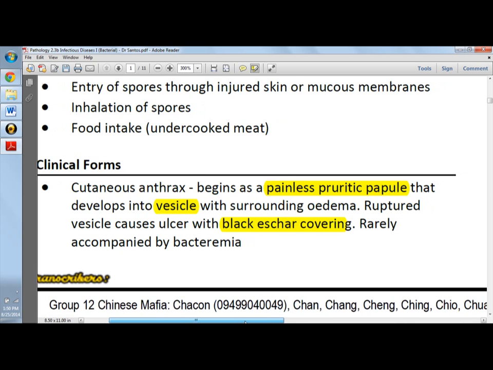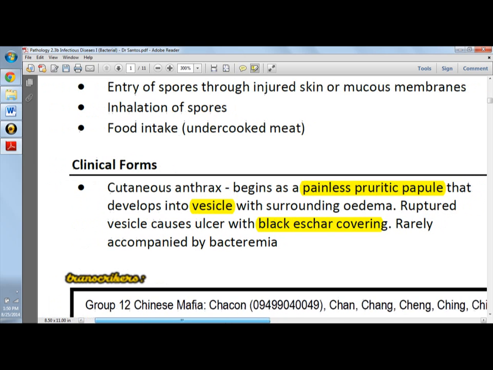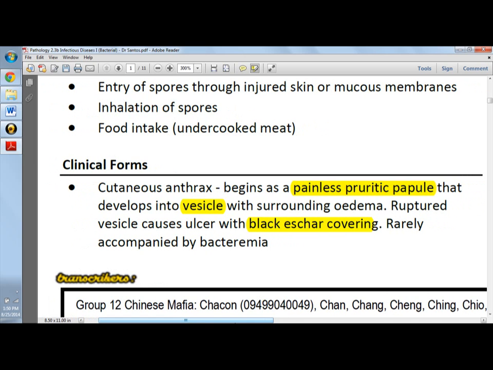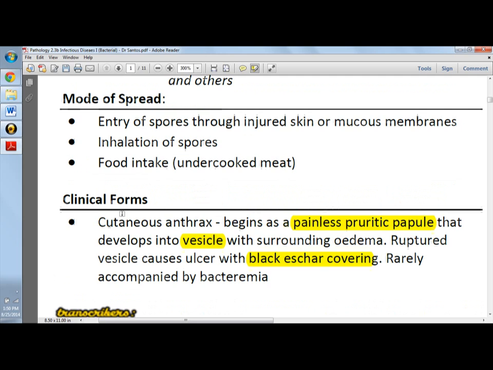So when you see in a question that the patient presents with a vesicular lesion with surrounding edema, and the vesicle caused an ulcer with black eschar covering, what is the most likely pathogen? It's Bacillus anthracis.